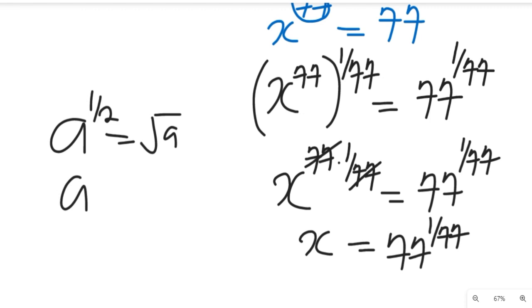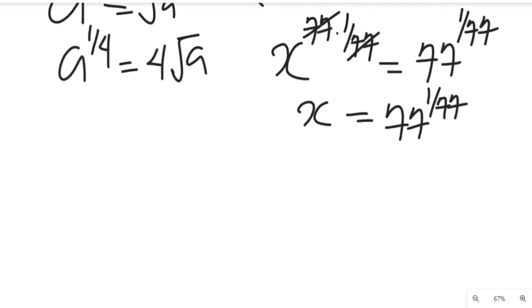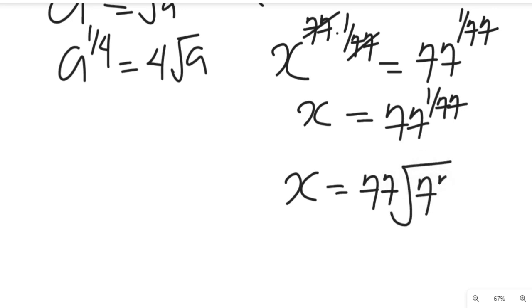If you have a to the power of 1 divided by 4, it is equal to the fourth root of a. So if we apply that here, that value will give us x equal to the 77th root of 77.